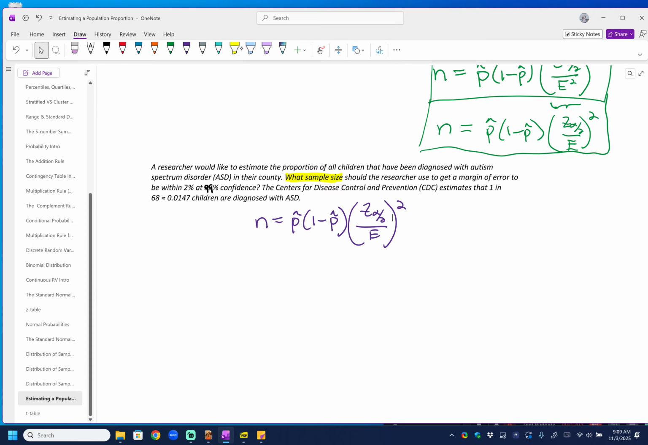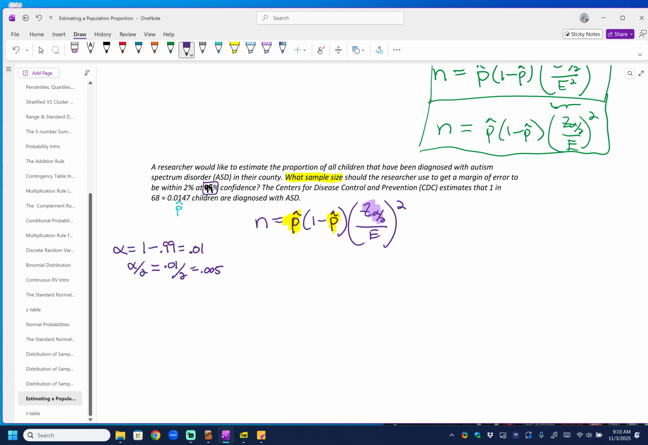We need p hat. That's right off the bat, so let's take a peek. It looks like they have p hat right here in the problem, 0.0147. We need z alpha over 2. So in order to find z alpha over 2, we need the confidence level. It appears that the confidence level is right here at 99%. Remember, the strategy is we need alpha over 2. We need to find alpha first. That's always 1 minus the decimal equivalent of the confidence level. That'll give us 0.01. Alpha over 2 will therefore give us 0.005.